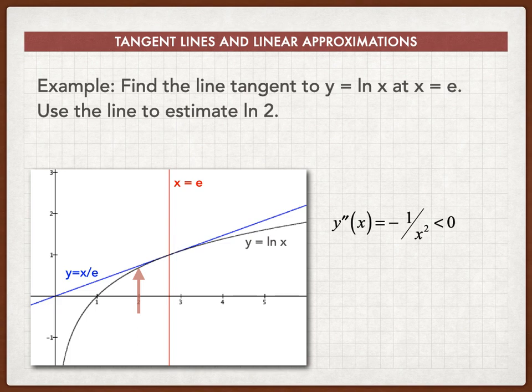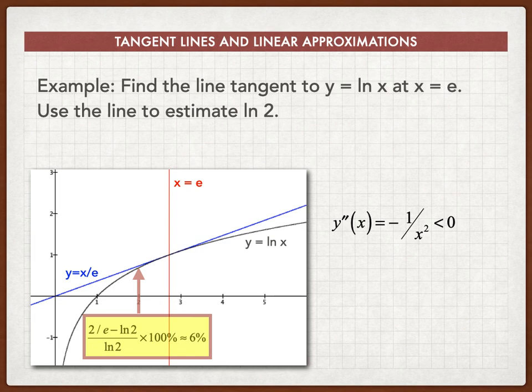ln 2 is about 0.69315. 2 over e is about 0.73576. Is that close? How close? Let's be quantitative, scientific even, and calculate our percent error. Let's take the difference, 2 over e minus ln 2, divide by the known value, ln 2, and multiply by 100%.